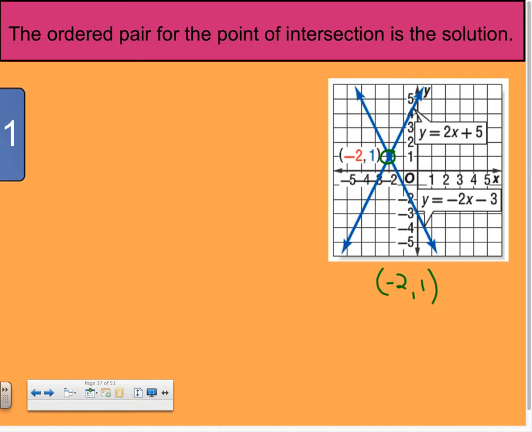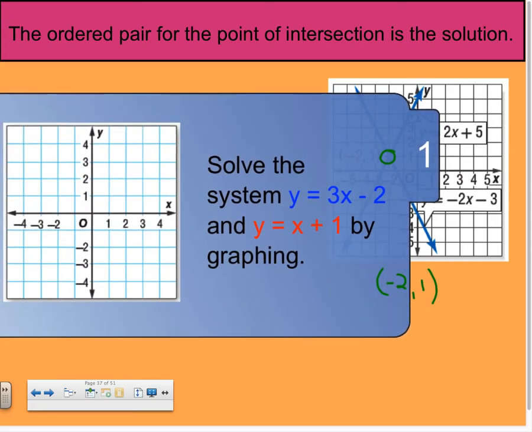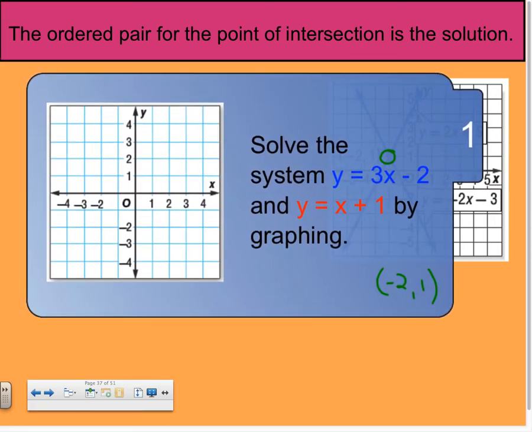Now, there was some work that went into this. If you looked at example 1, they gave us two lines. You would have had to graph the lines first and then see where they crossed. But that's what we're going to do in the second example. We're going to solve the system y equals 3x minus 2 and y equals x plus 1 by graphing. So we have two equations, and we're going to graph them and then see where they cross.